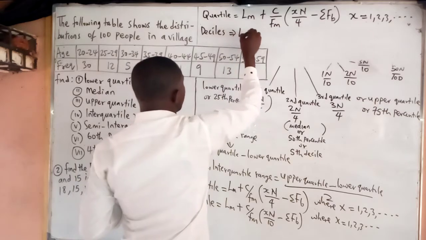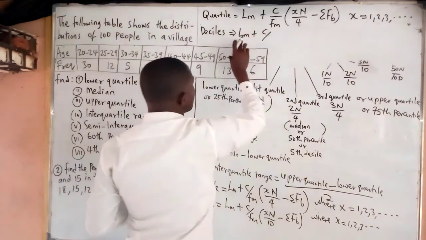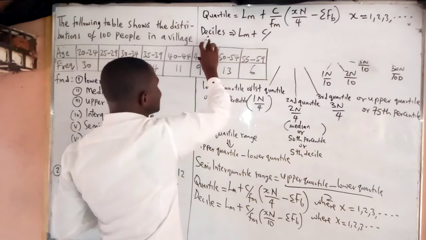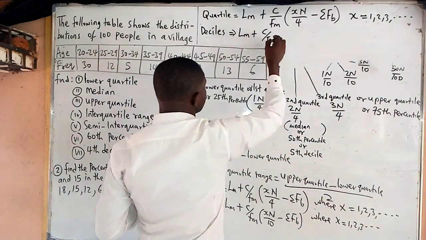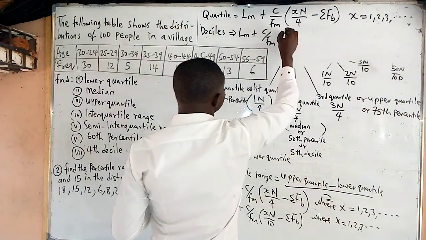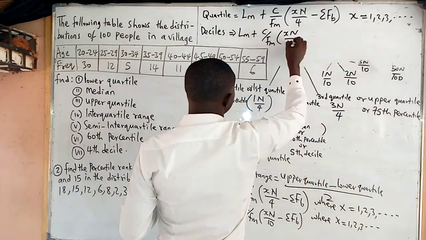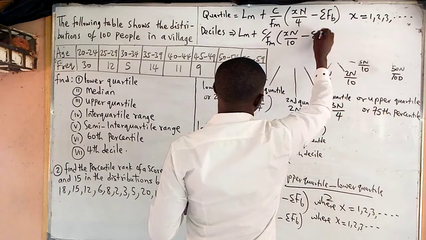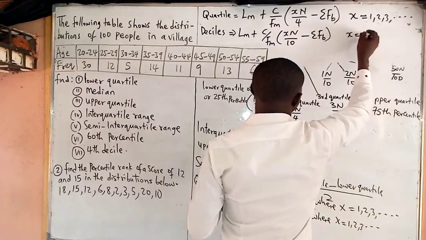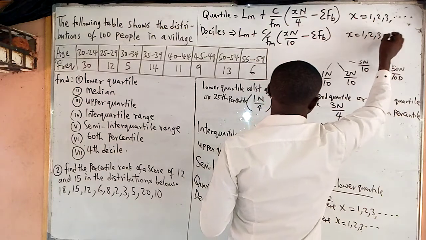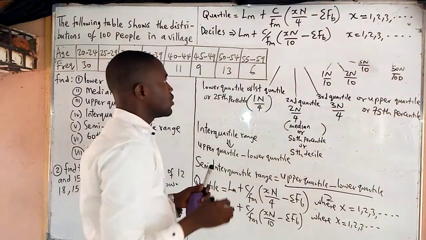we have LM plus C all over the lower class boundary of the decile class plus class width all over the frequency of the decile class, bracket xN all over 10 minus the summation of frequency before the decile class, where x ranges from 1 to 9, etc. Okay?